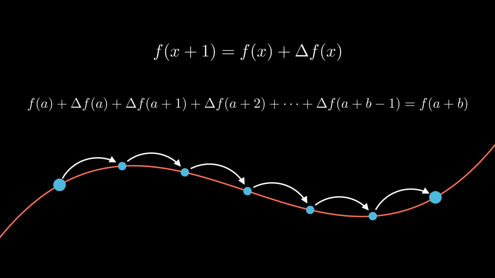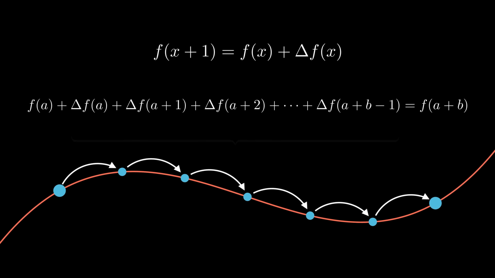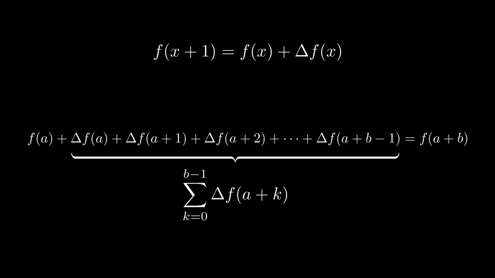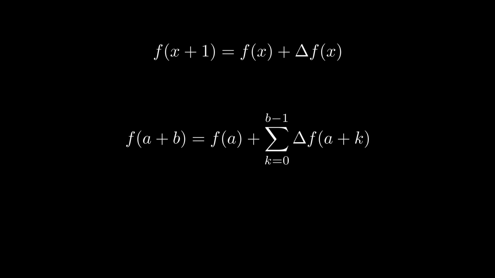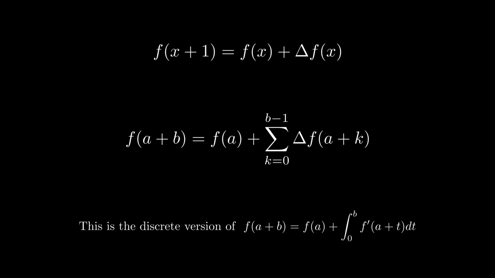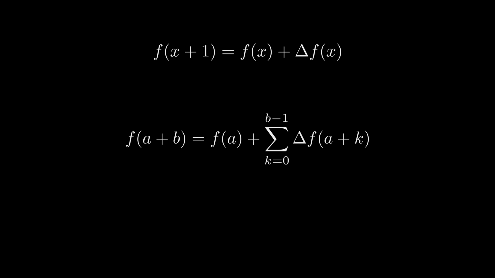Now, this whole process can be represented in summation notation. Here we're adding up delta f of a plus k, where k ranges from 0 to b minus 1. So let's substitute that in. And finally, I'll swap the sides of the equation. The resulting identity expresses f of a plus b as f of a plus a sum of forward differences. This will play a key role in our solution. And actually, it's a discrete version of a variation of the fundamental theorem of calculus, but don't worry about that.